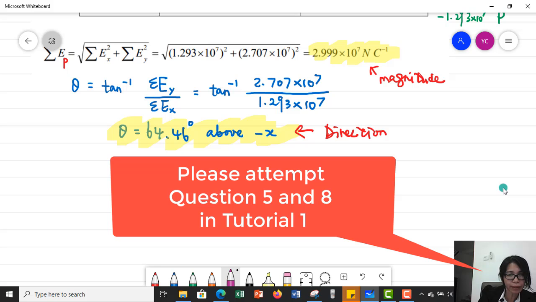So after this, please try to solve question 5 and also question 8. Okay, you might try and solve question 5 and question 8 that are related to learning outcome 1.2, electric field.